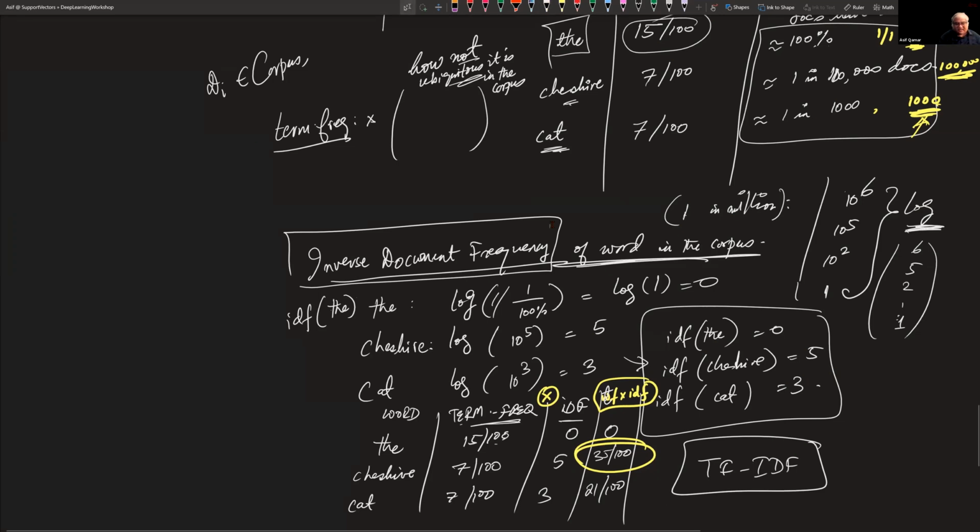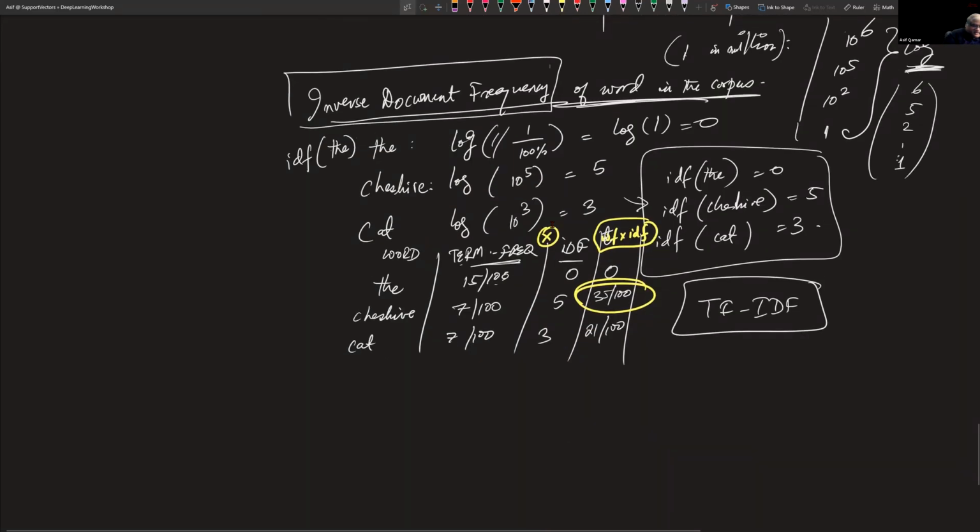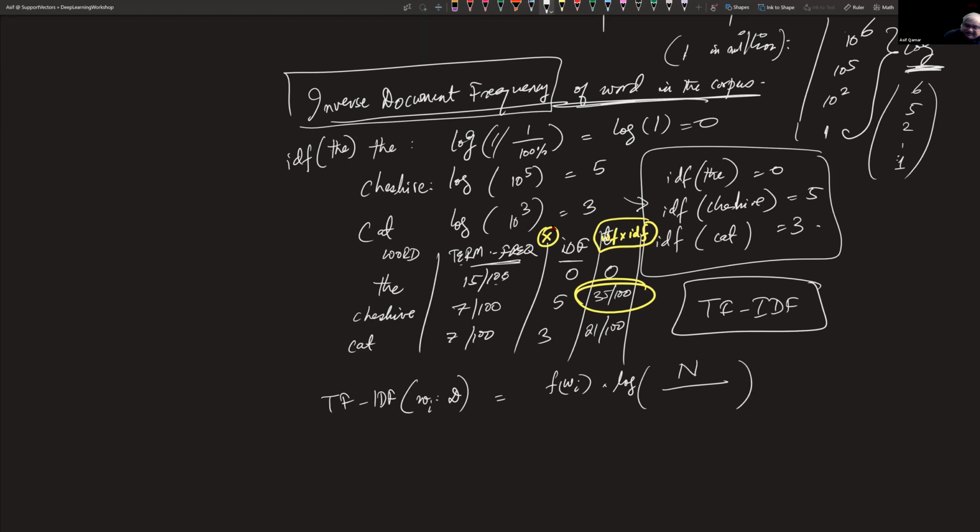So now let us quantify. What did we just discover? We went through a process of reasoning, and at the end of it we come to the conclusion that Tf-Idf of a word in a document D is equal to the frequency of the word, the term I, times the log of the ratio of how many documents there are divided by how many documents there are containing the word WI. Ratio of these two. So how many documents there are in total, the number of documents in the corpus.